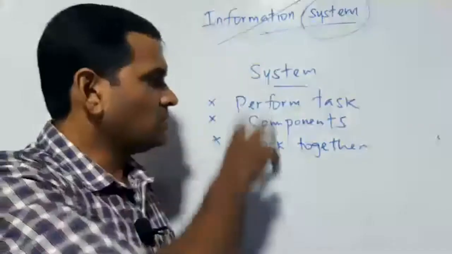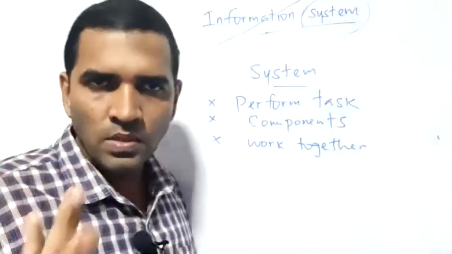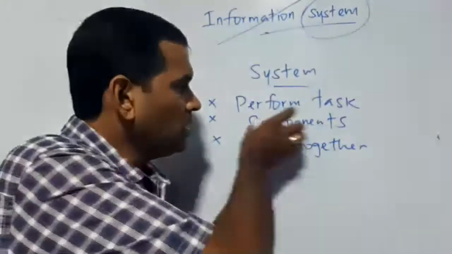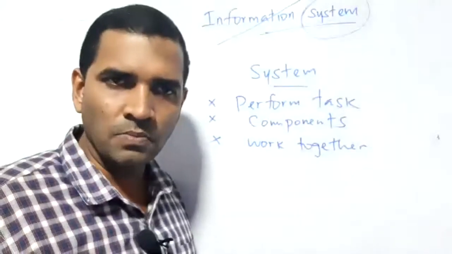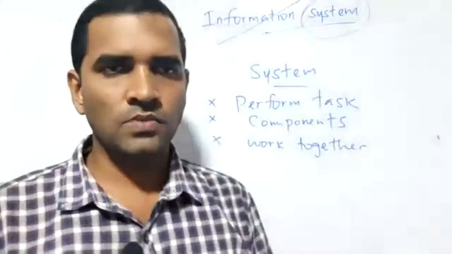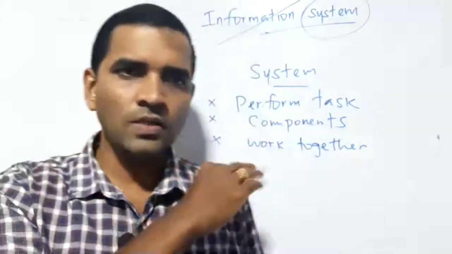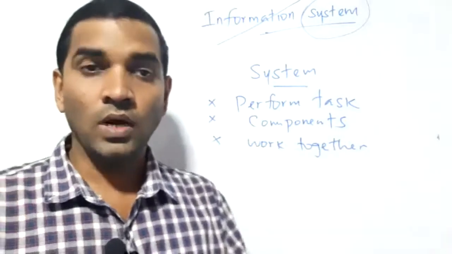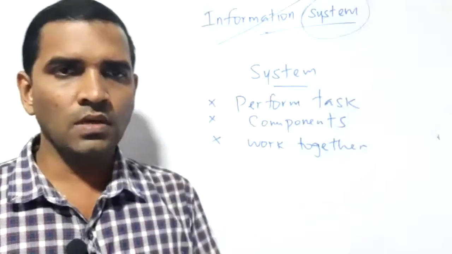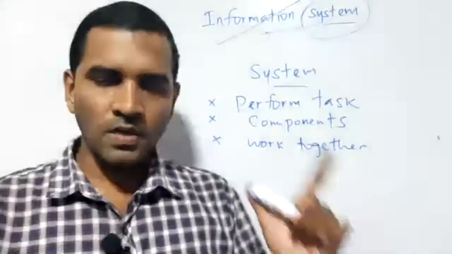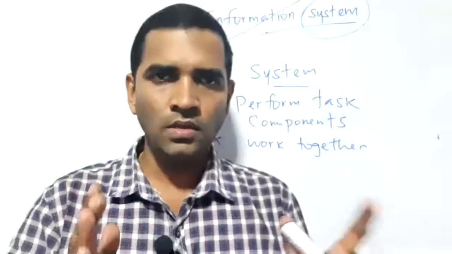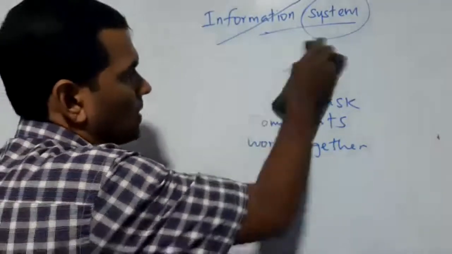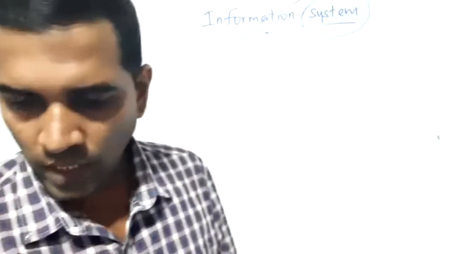Now let me define that a system is a collection of components, or a combination of components, which work together to perform task. I repeat it. A system is a combination of components, or you can say a set of components, a collection of components, which work together to perform task. This is system. If it is a system, definitely these three must be there. We can take so many examples for system, and if I take one system, I must identify these three things in that particular system. So remember this definition: a system is a combination of components which work together to perform tasks. So we have defined the term system.